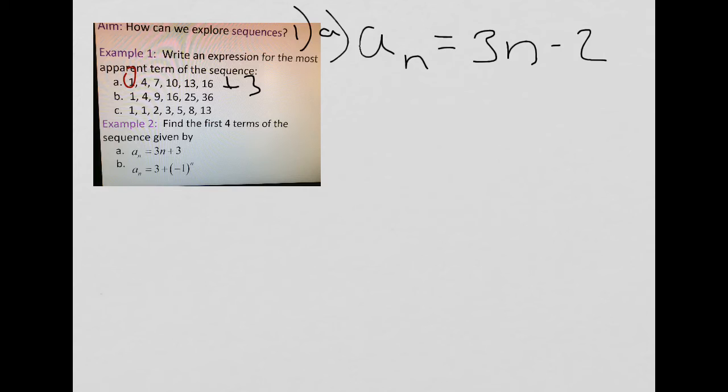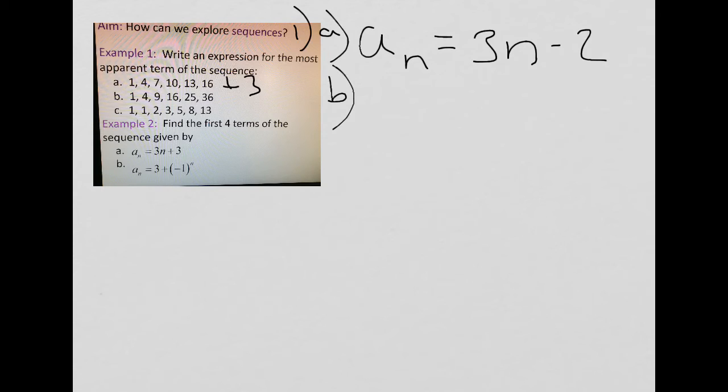And then if I plugged in 2, 6 minus 2 is 4. And if I plugged in 3, 9 minus 2 is 7. Okay, and you can check even at the end. So if I plug in 6, 18 minus 2 is 16. So this is working out for me. And that's how we use the rules or guidelines there.